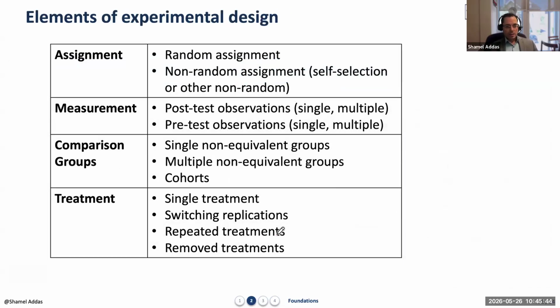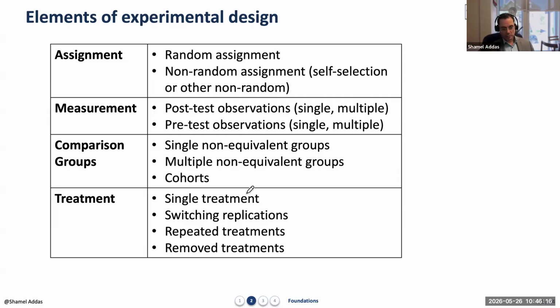All right. So what are the elements of experimental design? You have to think about assignment, so random assignment or non-random assignment. I talked about that. You have to talk about your measurements. Is it a single measure or multiple measures across time? You have to think about your comparison groups. Is it a single non-equivalent group, or do you have multiple comparison groups, or a cohort that you're watching over time, like a group of people in a class that graduate and then another group joins?